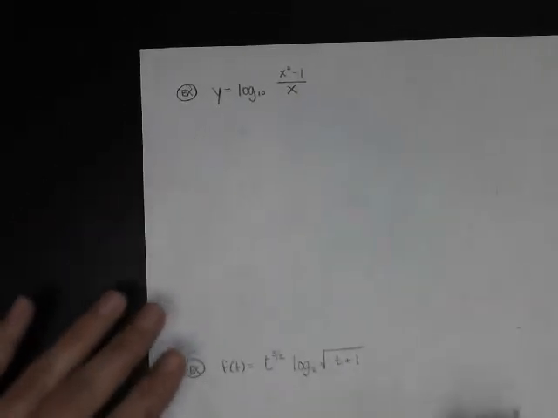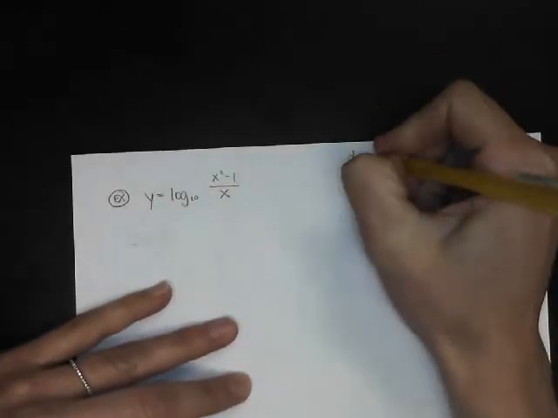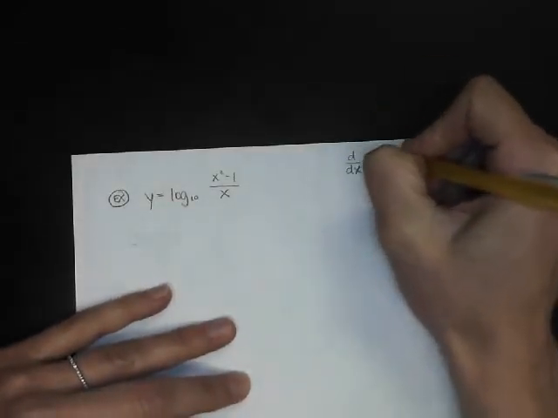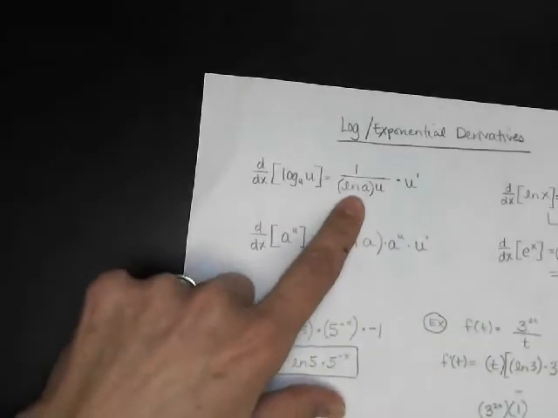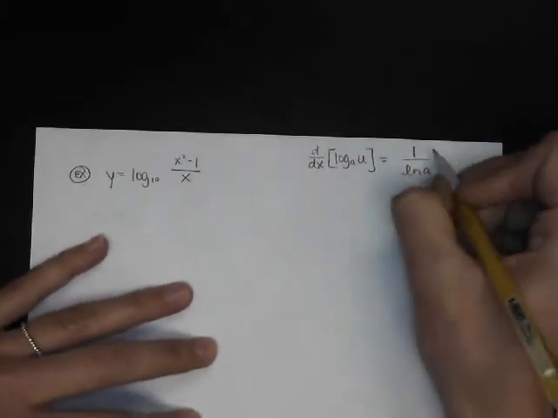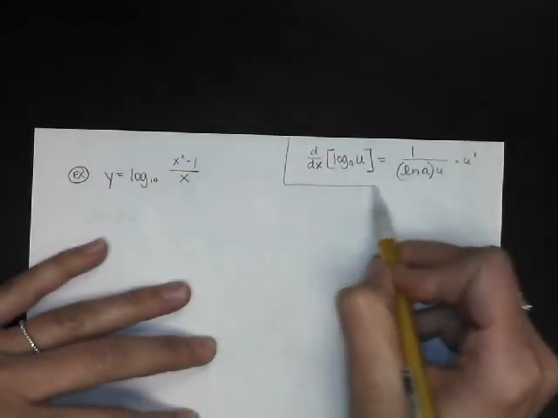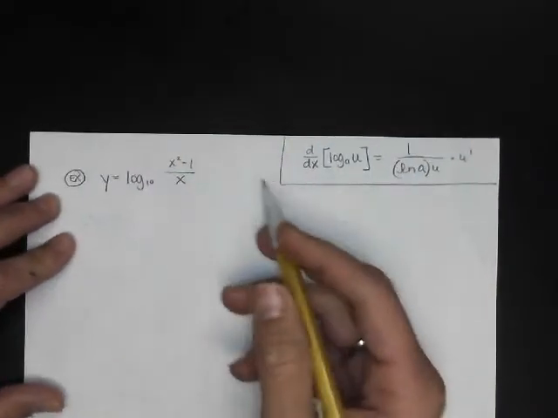Flip to the back. Just so it's all on the same paper and I'm not going to go back and forth, I'm going to copy down the derivative of a log rule. So d/dx of log base a of u is 1 over the natural log of a times u prime. Okay, so we'll use that for here.